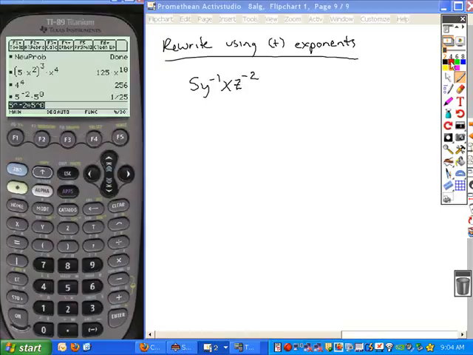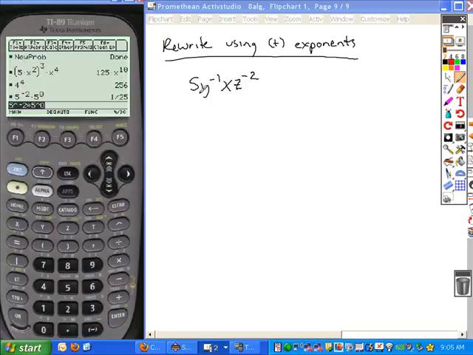And I wanted you to rewrite this using positive exponents. What you need to be able to do is figure out which factors are going to go in the numerator and which ones go in the denominator. Anything with a positive power stays in the numerator, or stays where it is. It may start in the denominator. Anything with a negative power gets moved to the opposite or reciprocal location.